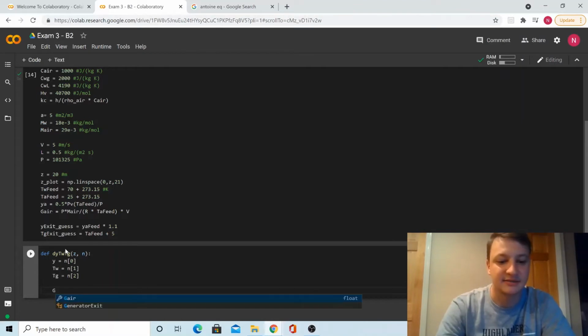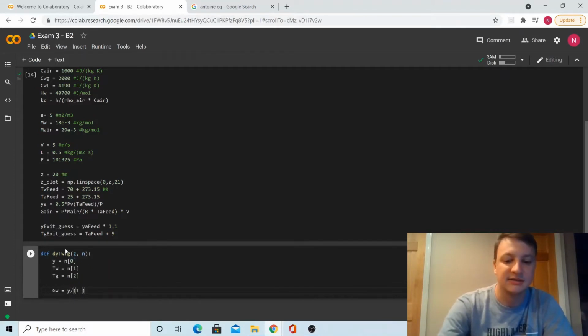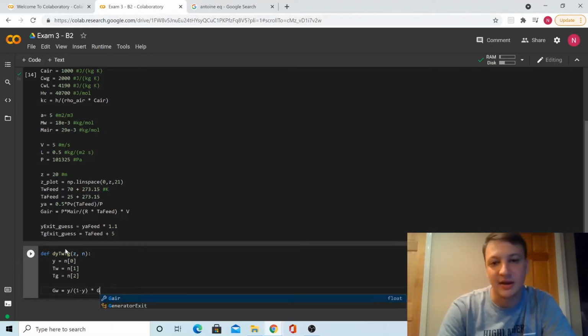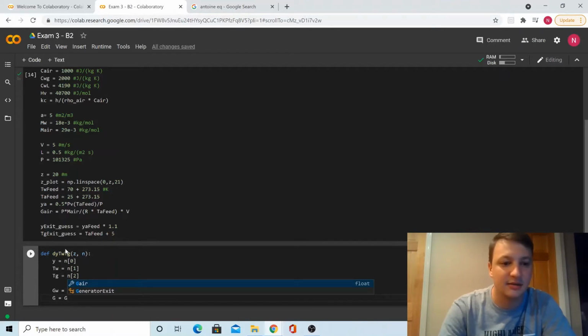So we have the gas flow rate of the water, which is equal to the mole fraction divided by 1 minus the mole fraction for the remaining portion, which is multiplied by the gas flow rate of the air, times the molecular weight of water, and divided by the molecular weight of air. After that, we have the average mass flow rate, which is equal to the gas flow rate of the water vapor plus the gas flow rate of the air.